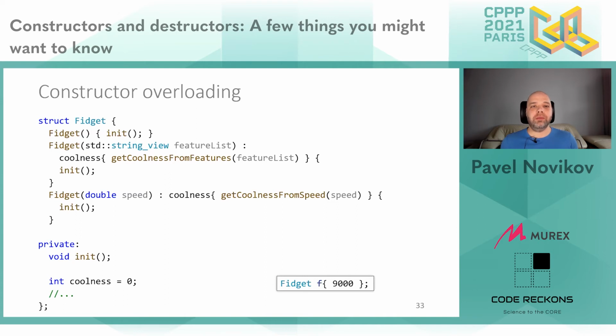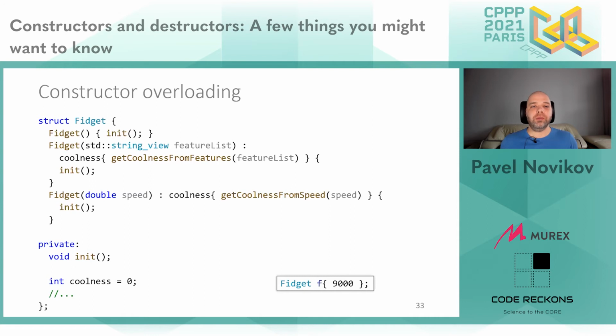Here we have a type with three constructors, one default constructor and two constructors receiving some parameters, and all of them call init function, which is private here, and all of them initialize the coolness field, the coolness member. And actually, we don't like it because we have repetition and we would like to get rid of that repetition. But anyway, we have a code in lower right corner that we wrote and it works.